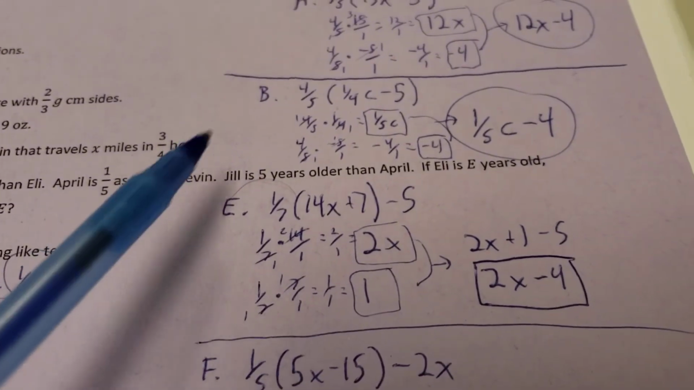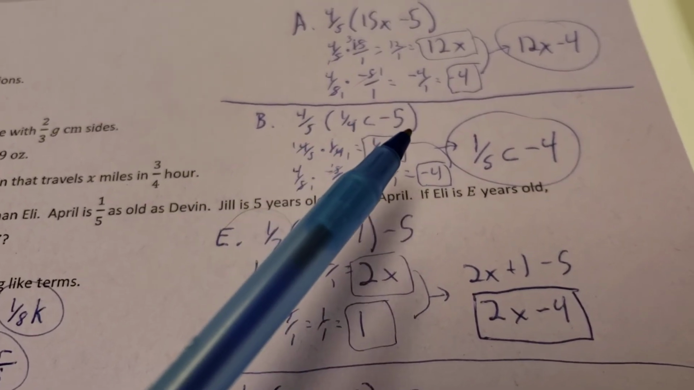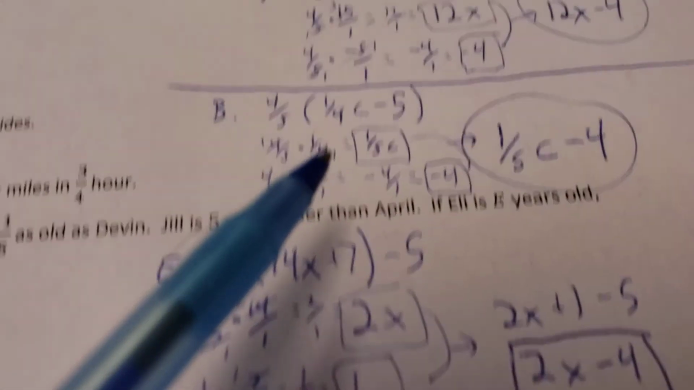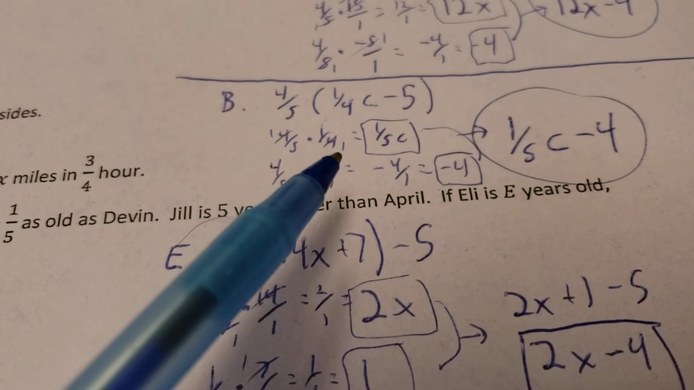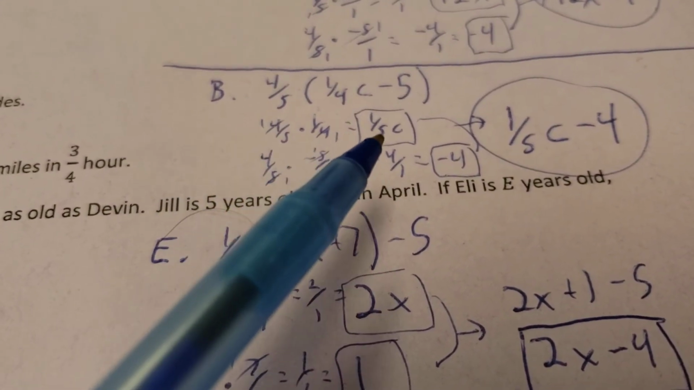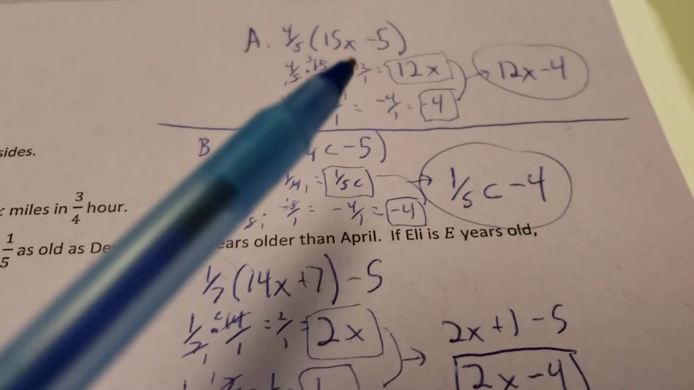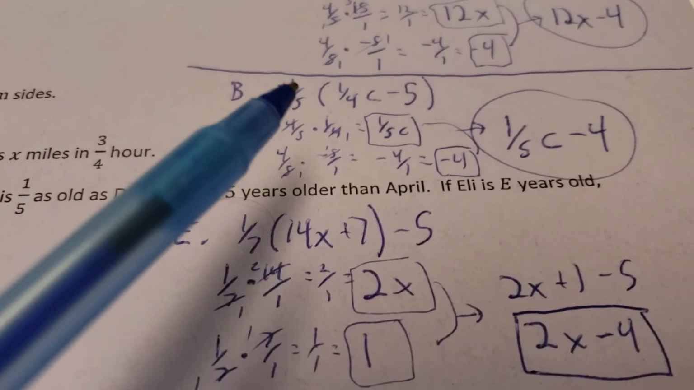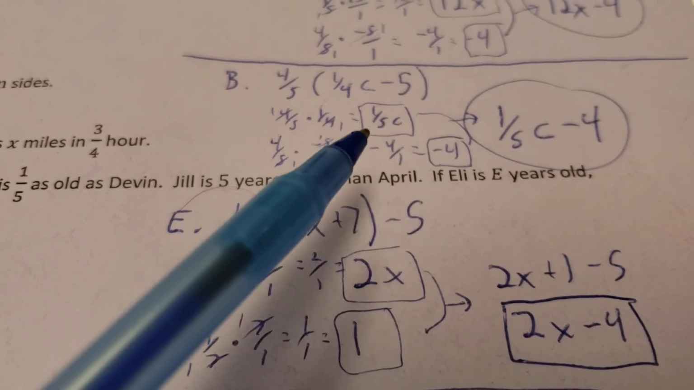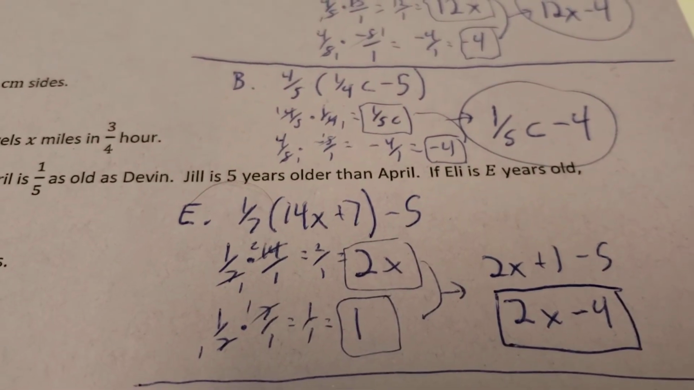On B, I got 4/5 again, except now it's times 1/4 C. And then I got times that by the negative 5 also. So 4/5 times a 4th, I can actually cross cancel with the 4's there. Divide them both by 4, get down to a 1 and a 1. So I get 1 times 1 on the top, 5 times 1 on the bottom gives me 5, so I got 1/5 C. And then from the last problem, we already did 4/5 times a negative 5, so that still gives me that same answer, a negative 4. So 1/5 C, put together with the minus 4, looks like 1/5 C minus 4.